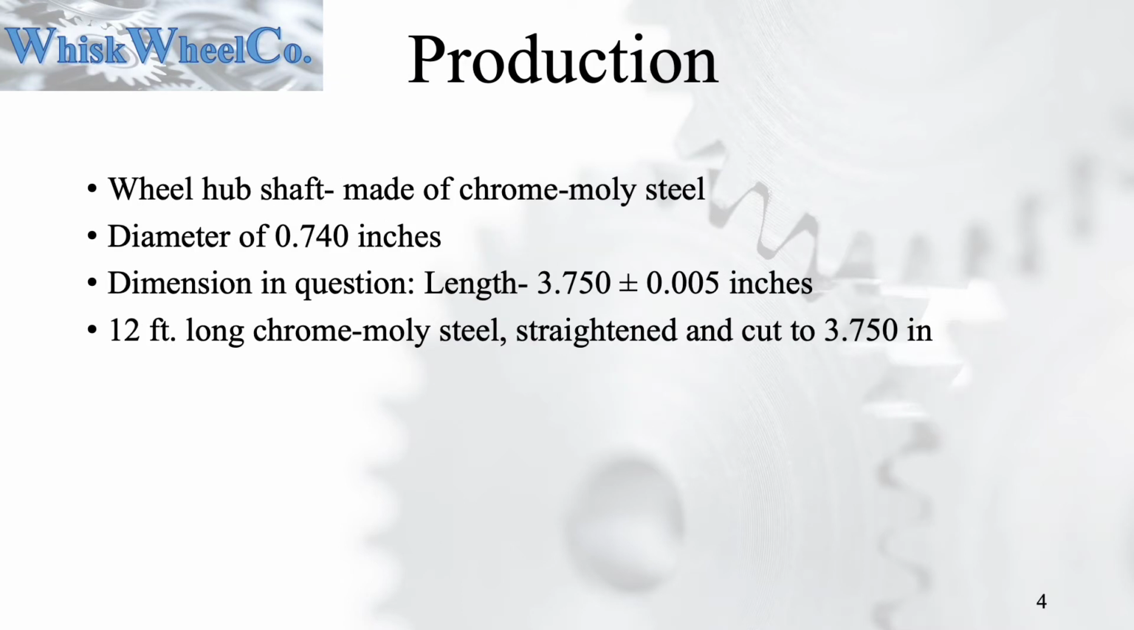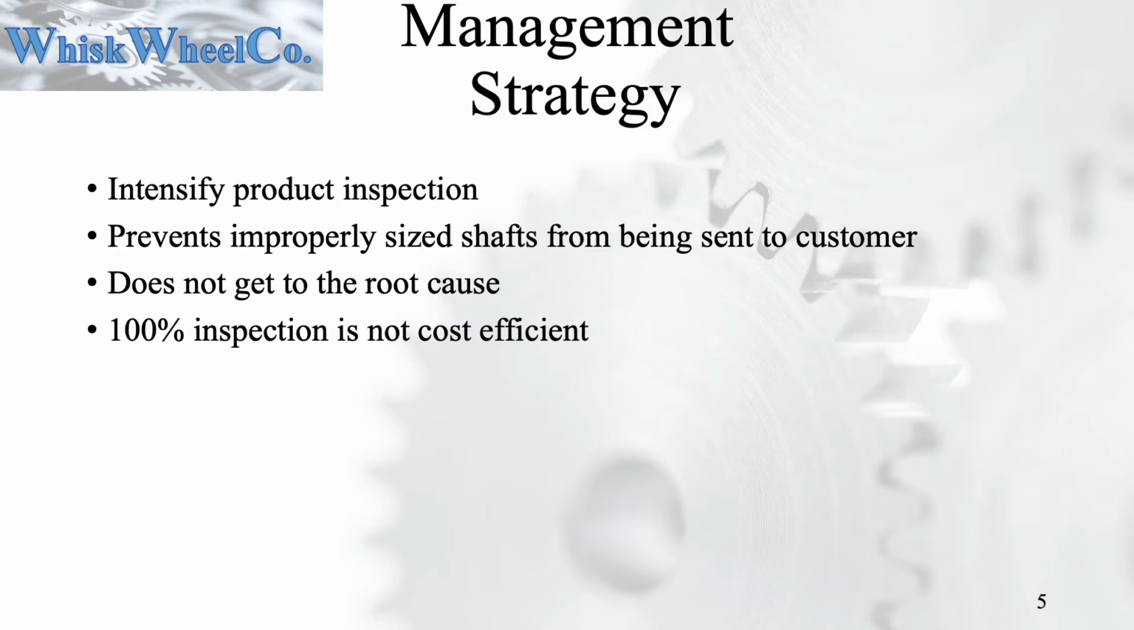The production of the hub shaft in question is initially a 12-foot long chrome moly steel, straightened and then cut to a 3.75-inch shaft. The diameter is 0.740 inches, but the dimension in question is the length, and the specification limits are plus or minus 0.005 inches. Management strategy was to intensify the product inspection. This would prevent improperly sized shafts from being sent to the customer, but it does not get to the root cause, and 100% inspection is not cost efficient.